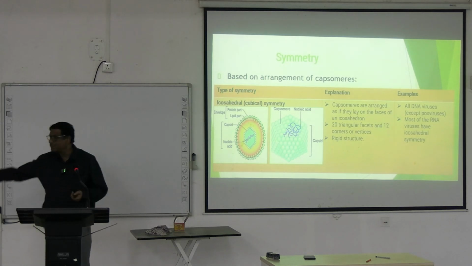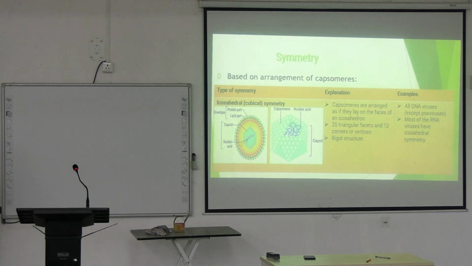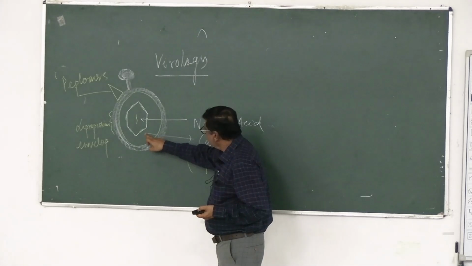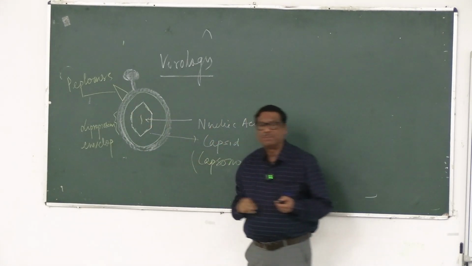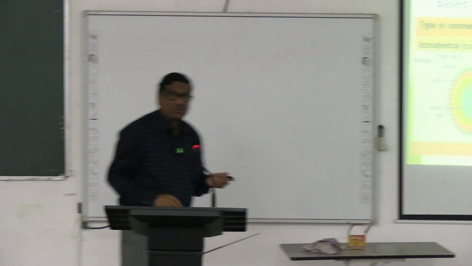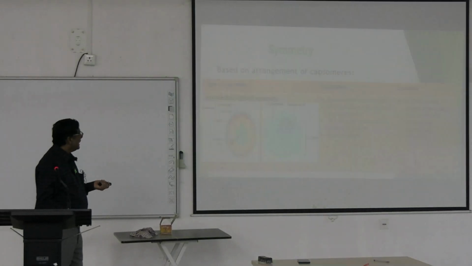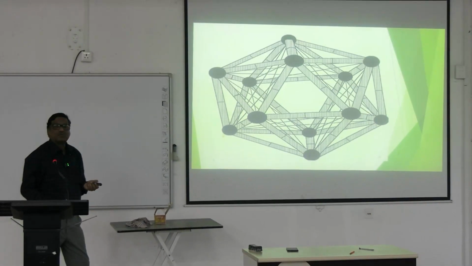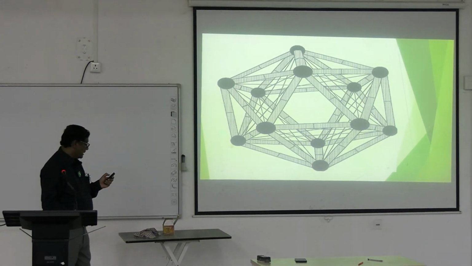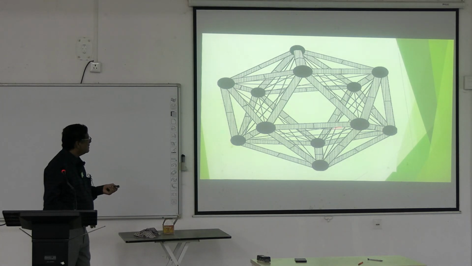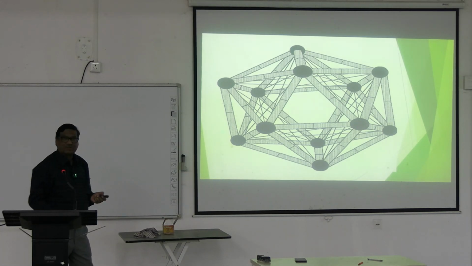On the basis of the capsomere, the protein subunits or polypeptides, on the basis of the different blocks of these polypeptides, they are classified into different symmetry. This symmetry is icosahedral, helical and complex. This is the icosahedral, with 12 vertices and facets. These are facets and these are vertices. So icosahedral in nature.